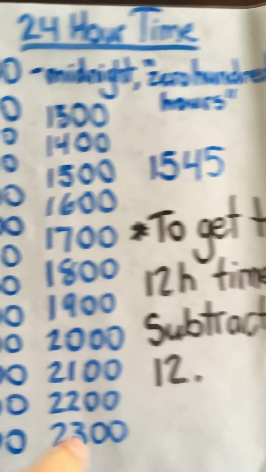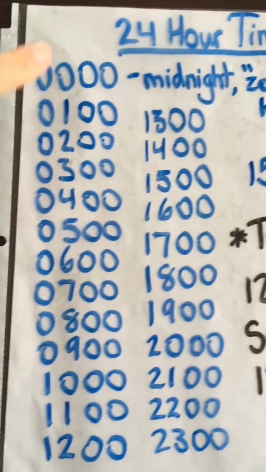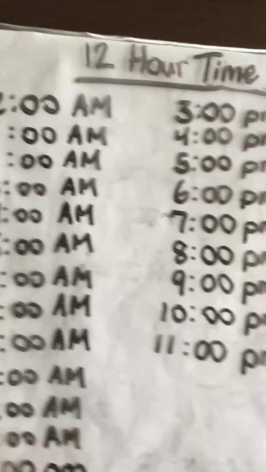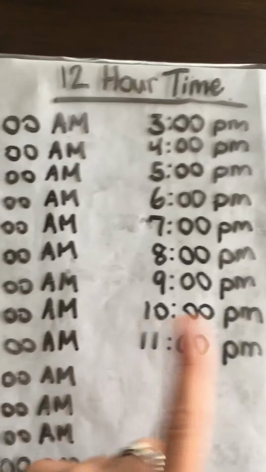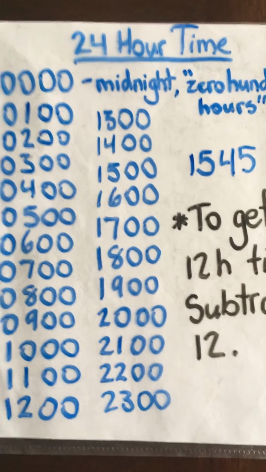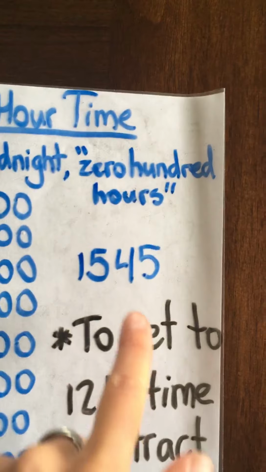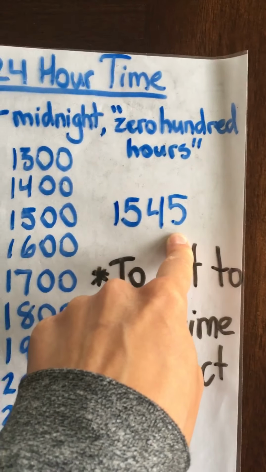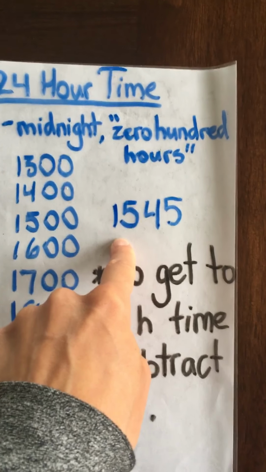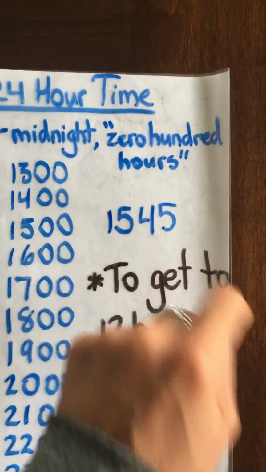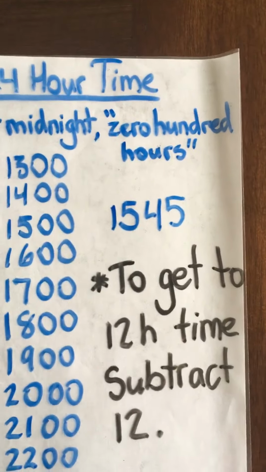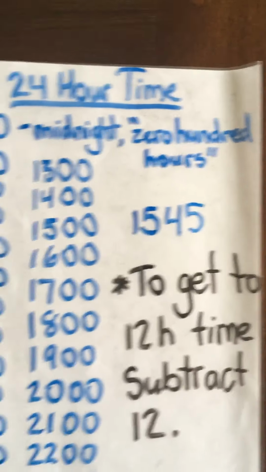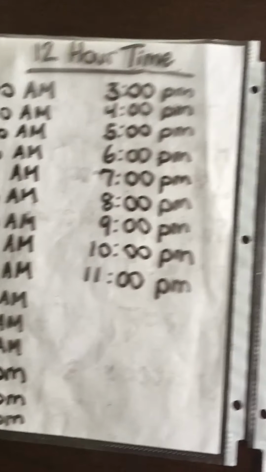And minutes are all zeros here. They're all zeros here. I just did our hours. Minutes stay the same in both 12-hour time and 24-hour time. So here would be a time, and I included minutes, not just the hour. So you would say it as 1,545 hours. What would that be in 12-hour time?